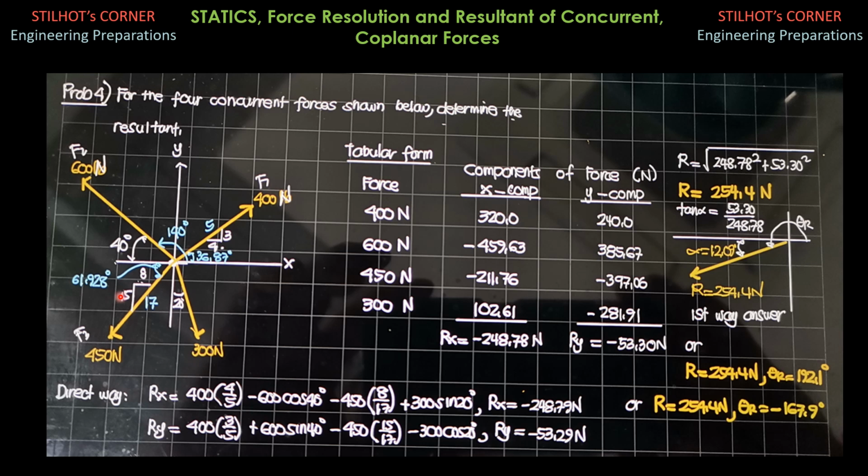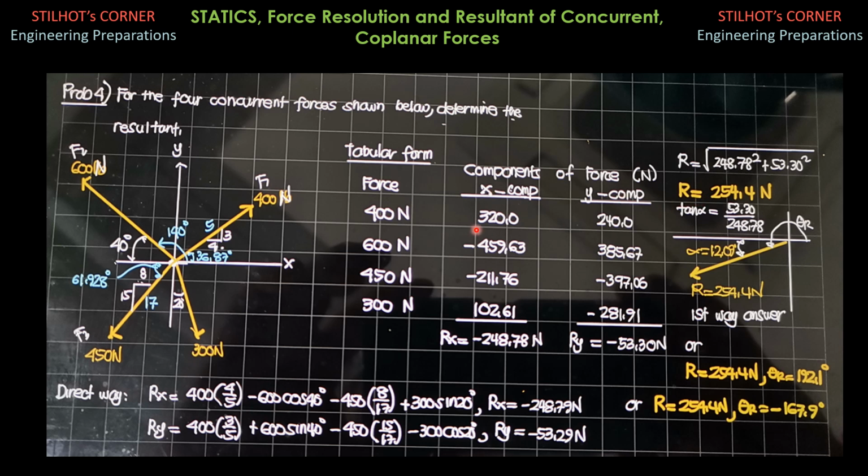So the first way is by this tabular form. This is the more direct way, and it will have the shorter solution if you want, for the tabular form, so that I can discuss this in more detail in computing these components. So we have four forces, the components of force in newtons, the x and the y component.